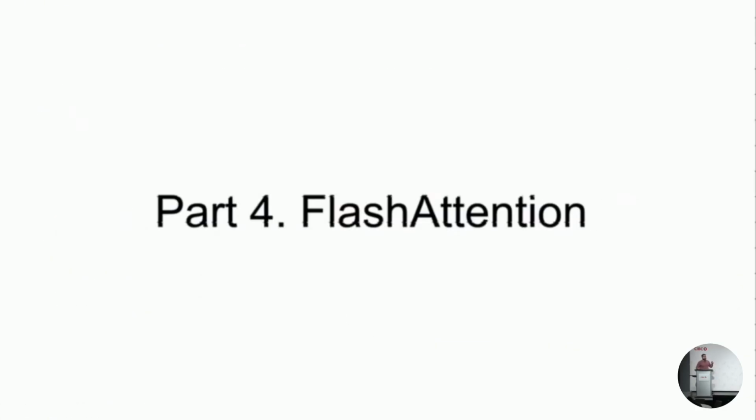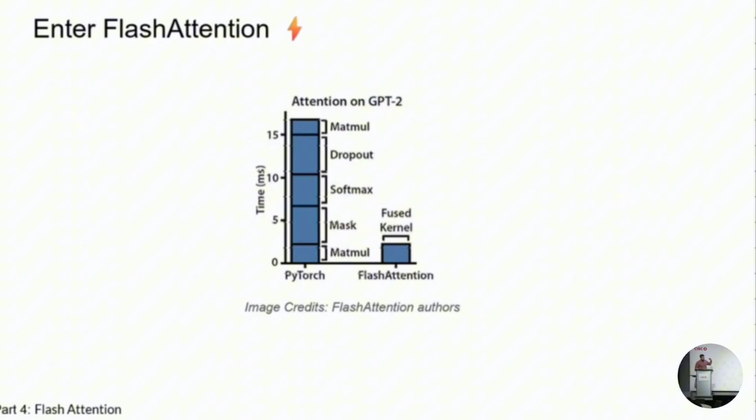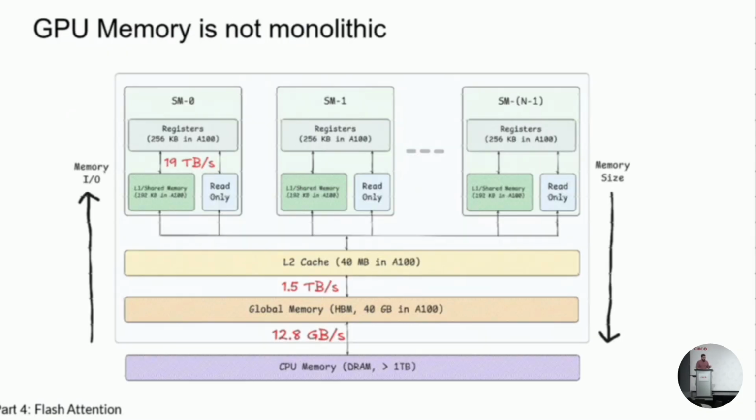So enter FlashAttention. FlashAttention solves this, and we'll see how it solves this. It reduces the GPU runtime of attention by 3 to 4 times. The key insight is that GPU memory is not monolithic. If you have your system, for example, you have your CPU memory. In servers, this could be 1 terabyte or even more. But its memory bandwidth is very slow, of the order of tens of GBs per second. Then you have your GPU memory, which we think of as CUDA memory. This could be 40 GB, 80 GB. And this has a bandwidth of 1.5 terabytes per second.